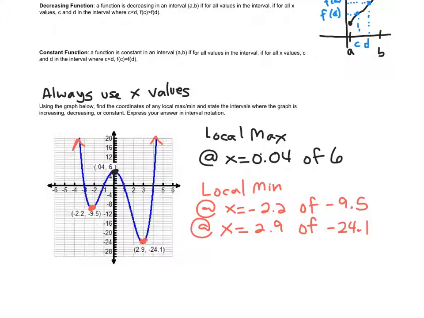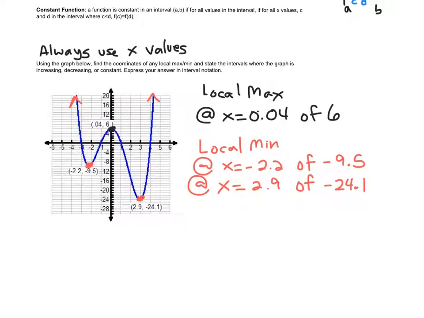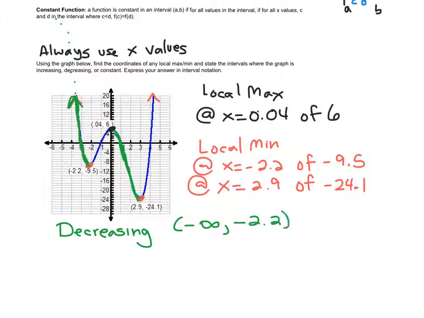So now let's talk about where it increases and decreases. Now we can kind of very informally see where it's going up and where it's going down. So in this region, the function is decreasing because the y values are getting smaller. And then it's also decreasing in this region. So if I want to know where it's decreasing, it starts decreasing at negative infinity to negative 2.2 because that's where it's going to stop decreasing.